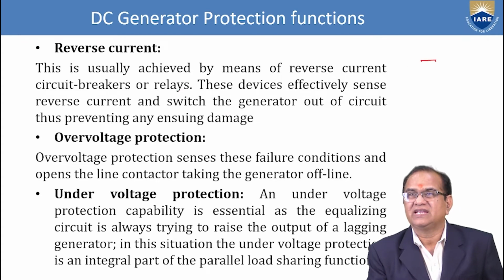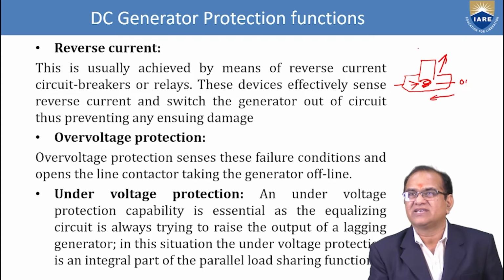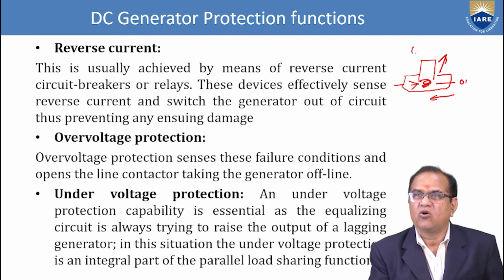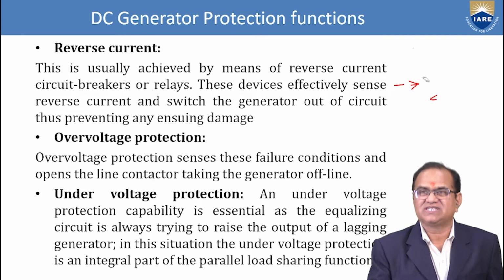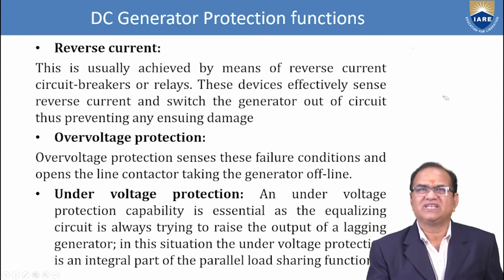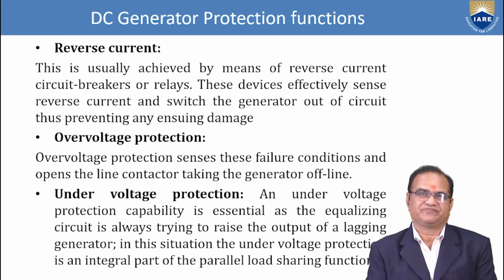So here is the circuit breaker like this. Some coils are there, and if the current is going in this direction, it is okay, and if it reverses like this, it will go up and the circuit will be open. So like this, the aircraft safety is ensured. The first and basic one is the reverse current relays, or circuit breakers.